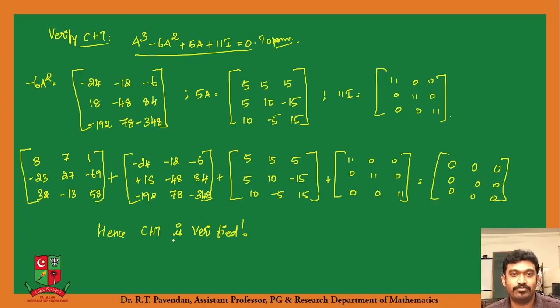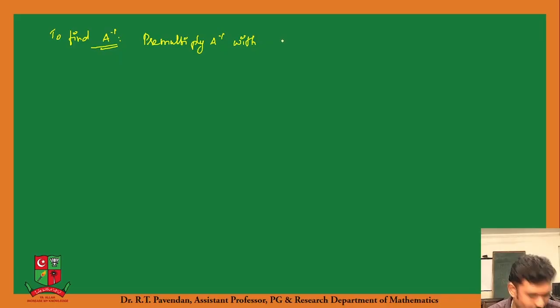Okay. So now we have to find out A inverse. That is our next module. We are going to use this equation that we have just proved, and from that equation we are going to find out what A inverse is. So let me rewrite this equation. To find A inverse, pre-multiply A inverse with A cube minus 6A square plus 5A plus 11I equals 0.